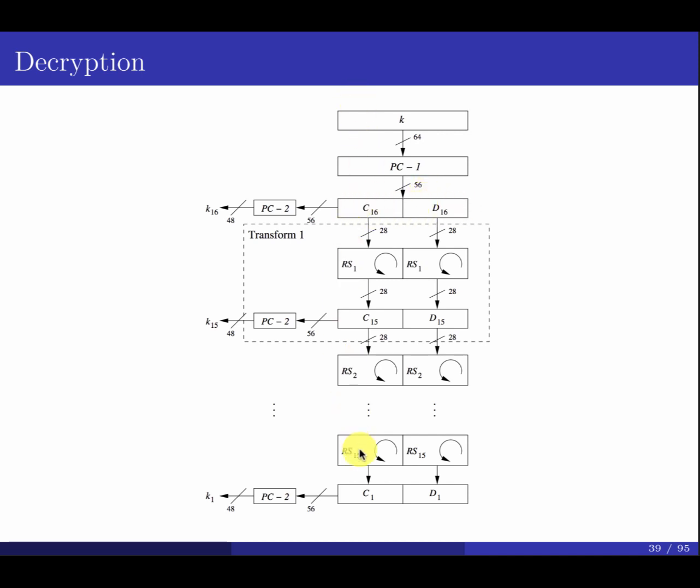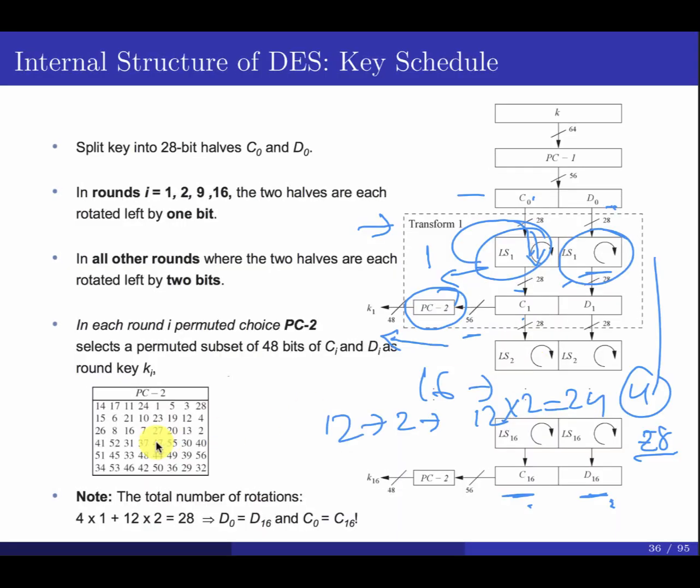Remember what we said here. After generating the entire keys, the C16, the last register value that you have, equals C0, right? And D16 is going to be equal to D0, right? Let me go back here. We said that the total number of rotations is 28, right? So that means you start here with a specific value of C0. After the 16 rounds, you perform 28 cyclic shifts left, so you end up with the same C0 at the end. So once you have this one, this is going to be the first one.